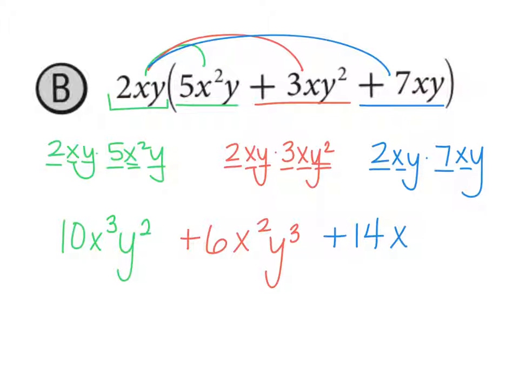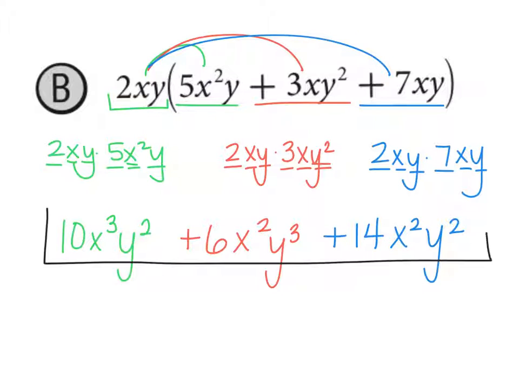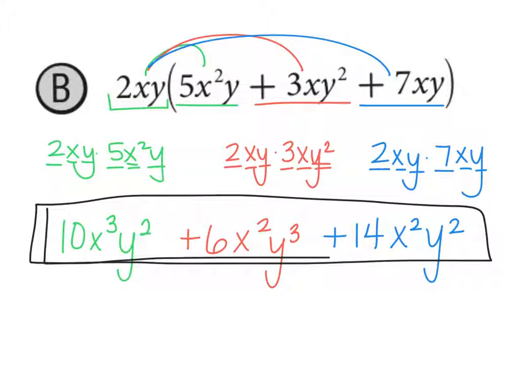X times x, x squared. Y times y, y squared. And notice, none of those have the exact same combination of letters and exponents, so I can't put them back together, which means this right here is my final answer.